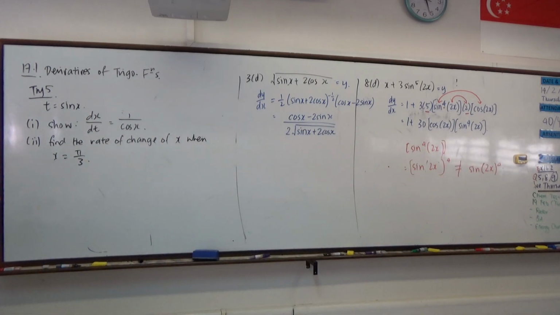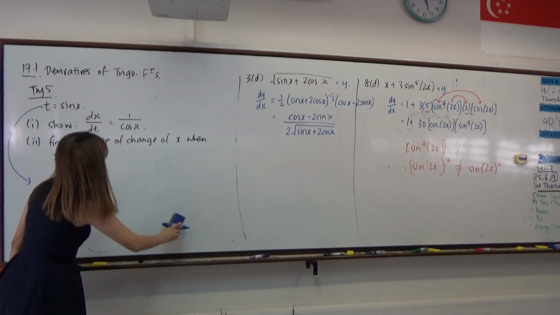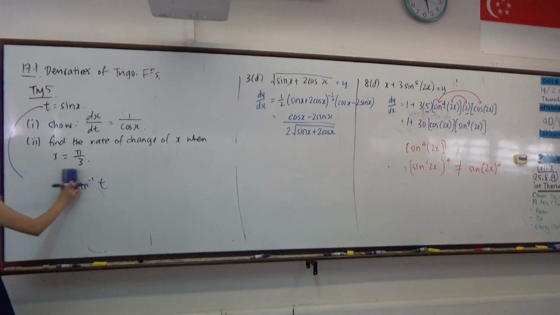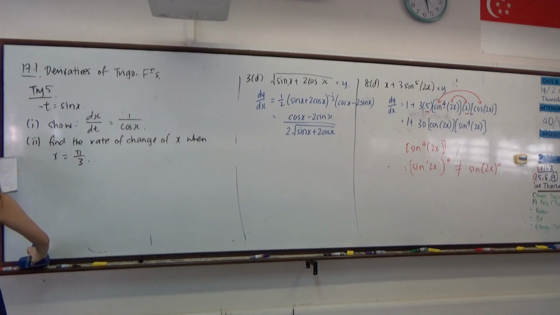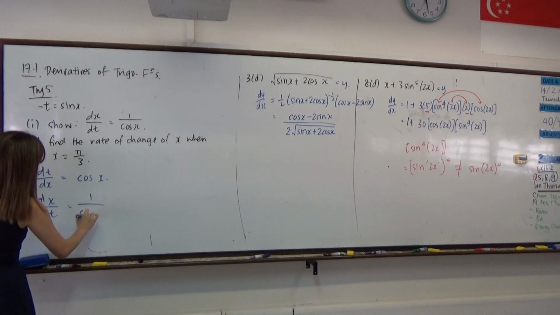Okay, so since you're looking at dx over dt, but in this case we are given t equals sine x, it doesn't make sense for us to change the subject into x equals sine inverse t, because we do not have the competency to differentiate sine inverse, cosine inverse, tangent inverse. So we cannot do it in this way. Although in algebra some of you like to change the subject and then differentiate, in this case it doesn't help us very much. So we just go ahead and differentiate this. So dt over dx will give you cosine x. Then we have understood that dx over dt will be 1 over cosine x.